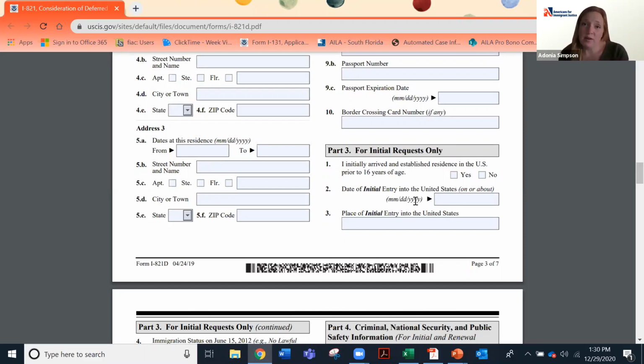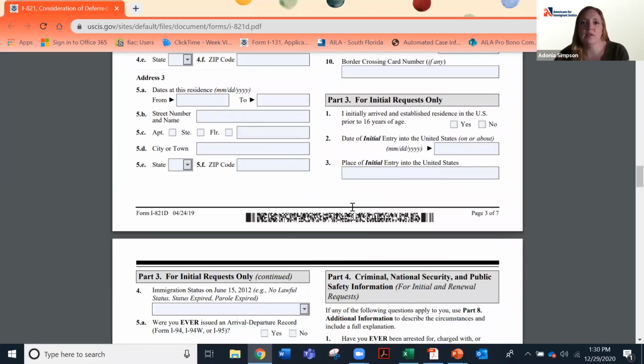If you entered on a visa, you'll have that information. You should have it in your passport and on an I-94, where you can also get that information. Also indicate where you entered. Again, if you entered with family without authorization, just to the best of your ability, if it was near somewhere in Texas, say it was near that place in Texas, or wherever else. For folks that entered on a visa, just indicate the U.S. airport that you traveled into.